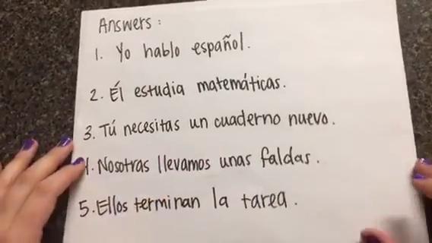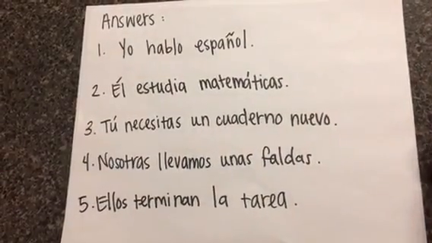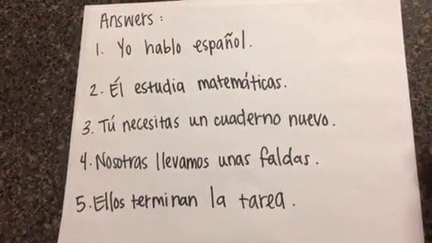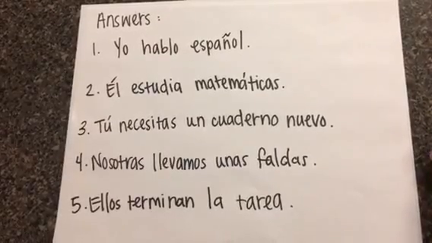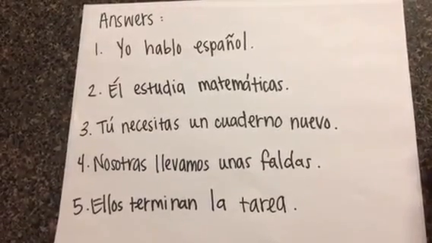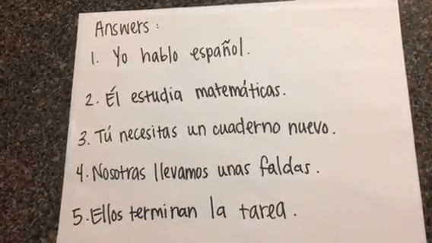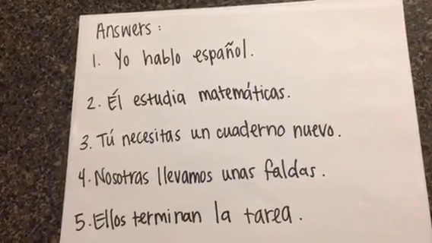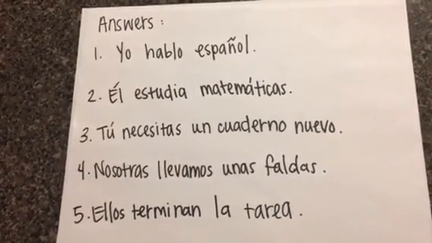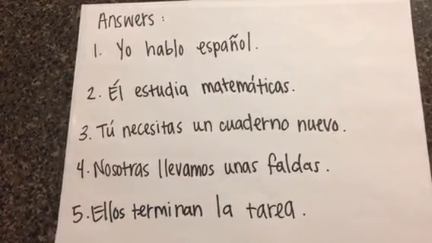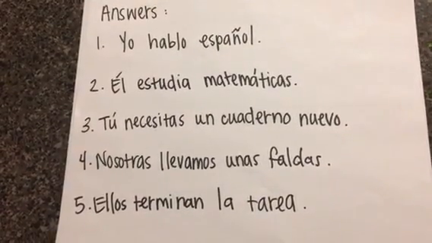When you've gotten your answers, they should look a little bit like this. So check your work. Number 1, yo hablo español. Number 2, él estudia matemáticas. Number 3, tú necesitas un cuaderno nuevo. Number 4, nosotras llevamos unas faldas. And number 5, ellos terminan la tarea.